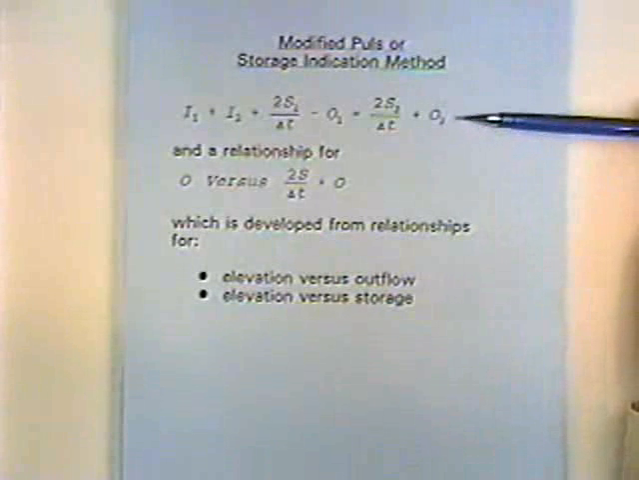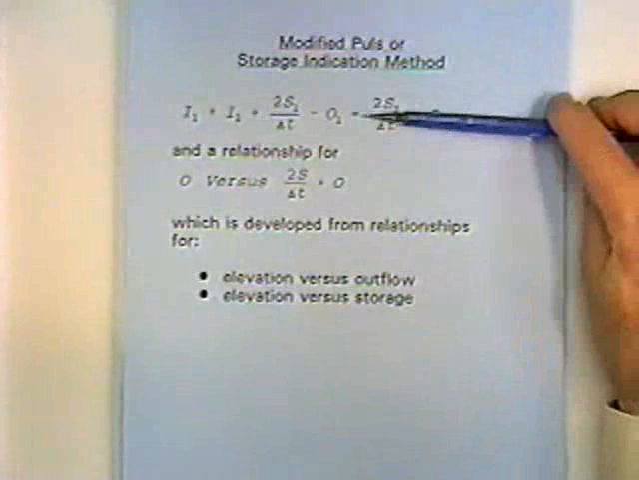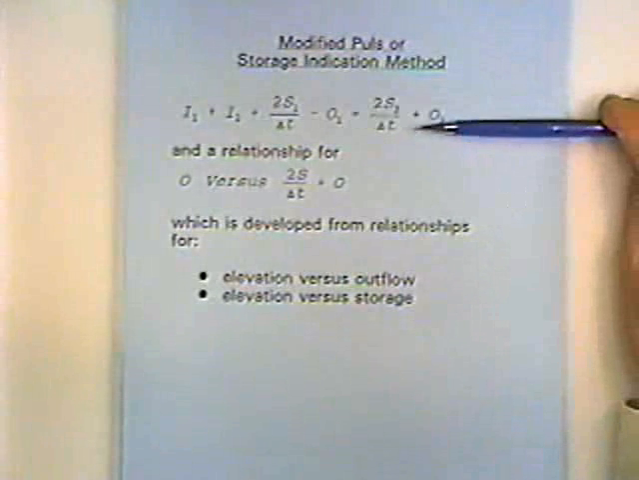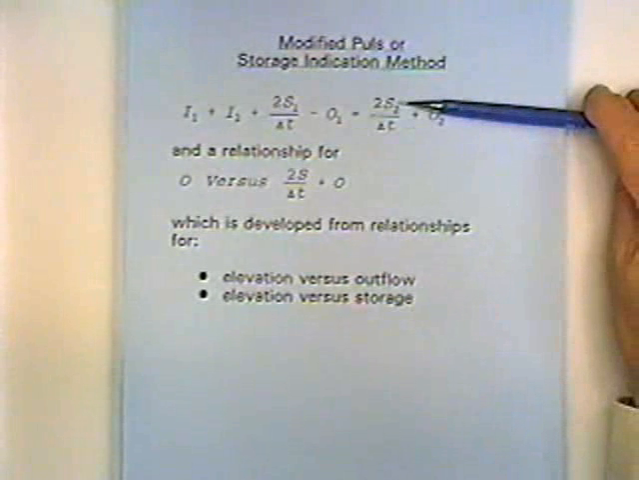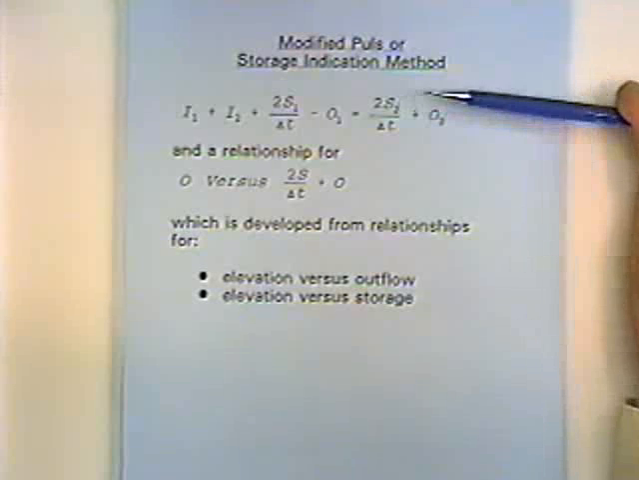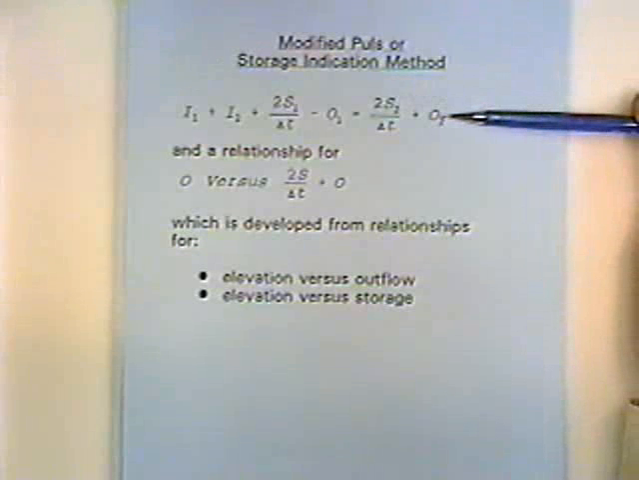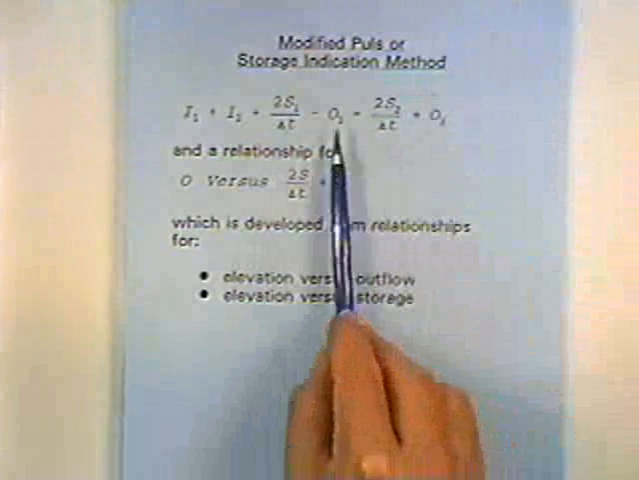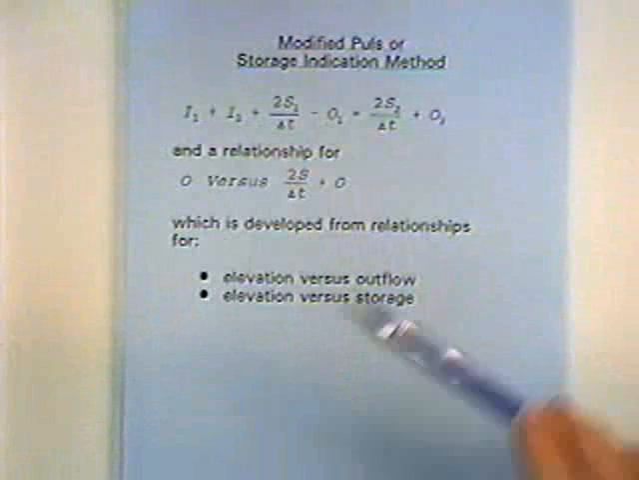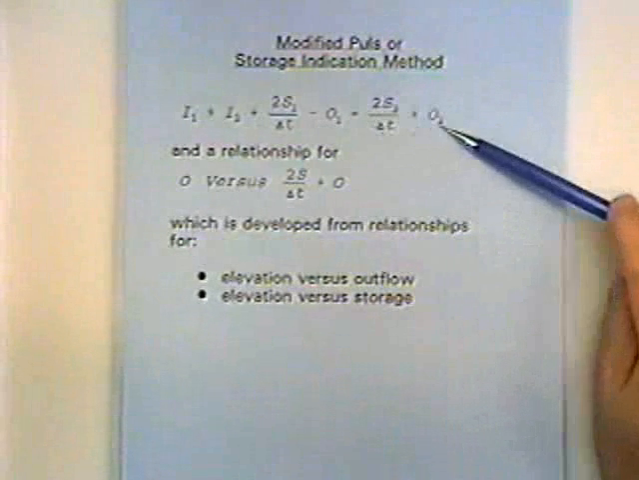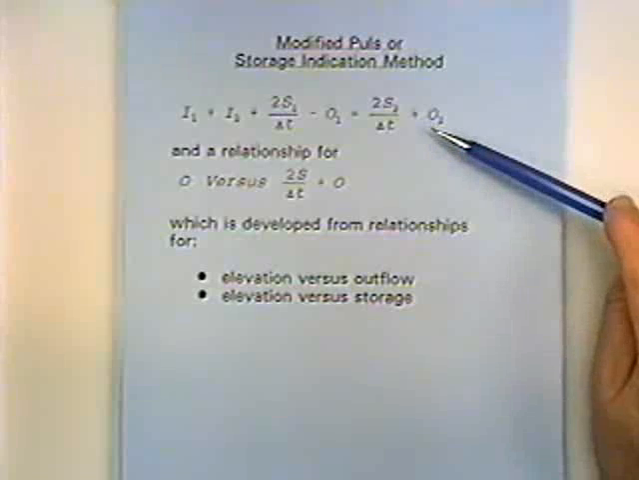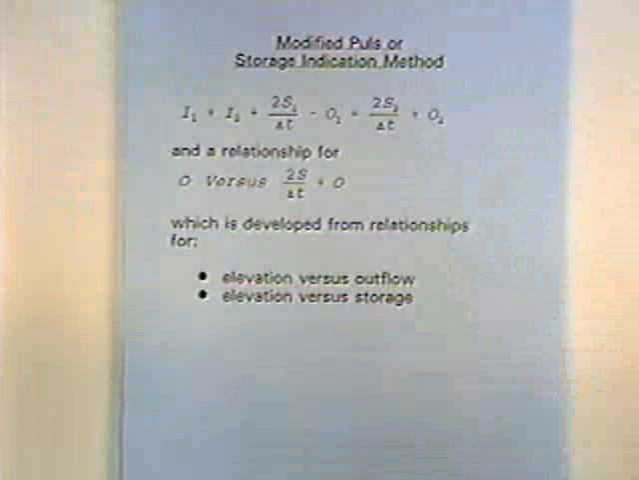You take your continuity equation, put everything you know on one side of the equal sign, the things you don't know on the other side of the equal sign. We don't know S2, the storage at the end of the period, nor do we know the outflow rate at the end of the period. So this expression is on the right-hand side. We'll know values for all of these variables. We can plug them in. We want to call this something. That expression can be called the storage indication, the 2S over delta T plus the outflow.